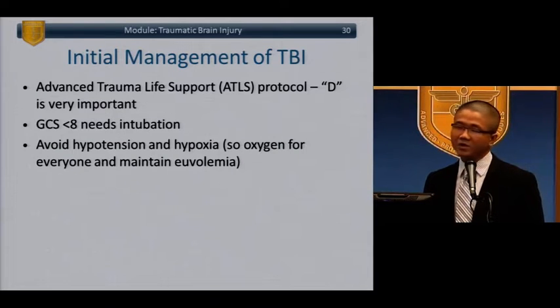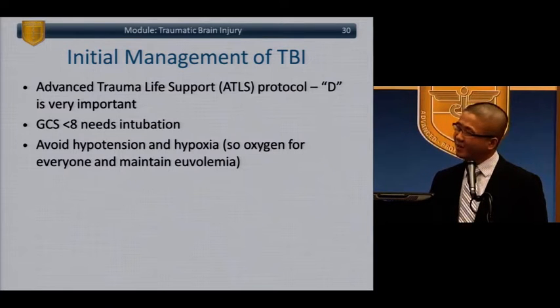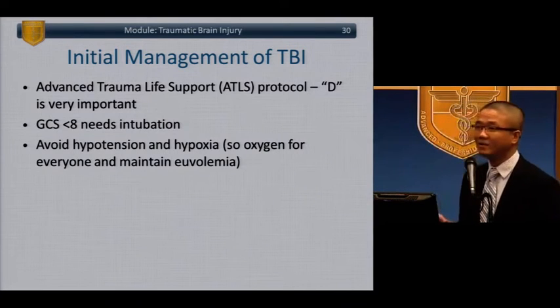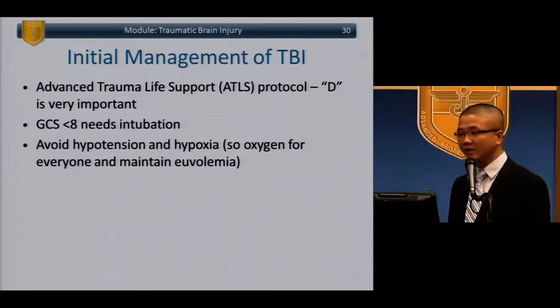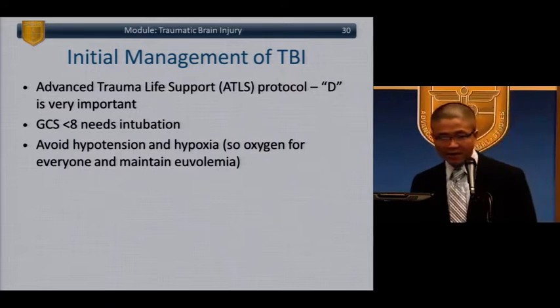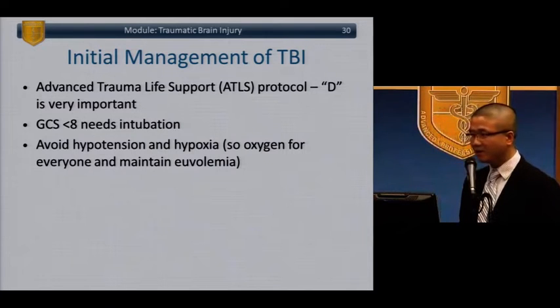All right. So initial management of TBI, right? It's the same ATLS protocol. The D part of the primary survey is where we sometimes get stuck on patients with traumatic brain injuries, especially that patient that we had in the clinical scenario who was having an impending herniation, right? GCS of less than 8 is considered a severe traumatic brain injury. It's comatose. That patient needs to be intubated.